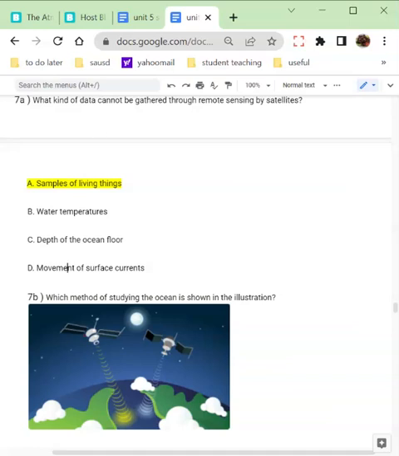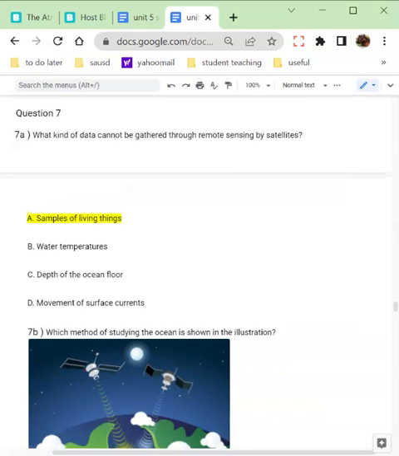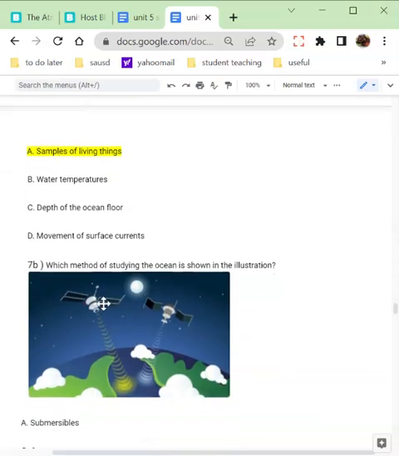But one thing that they can't do, so tricky about this question is cannot, not that it can, right? They can't collect a sample of living things. And it makes sense too, because they're all the way outside the earth, so they wouldn't be able to get a sample of anything living in the ocean. So that would be the answer.